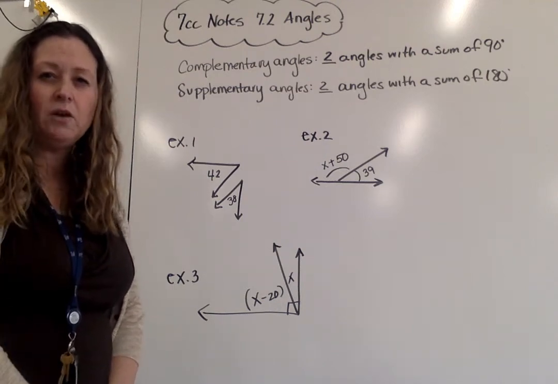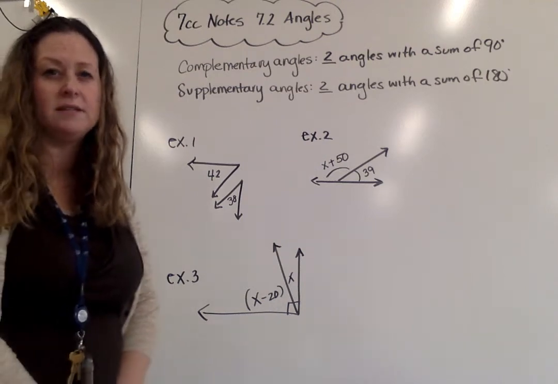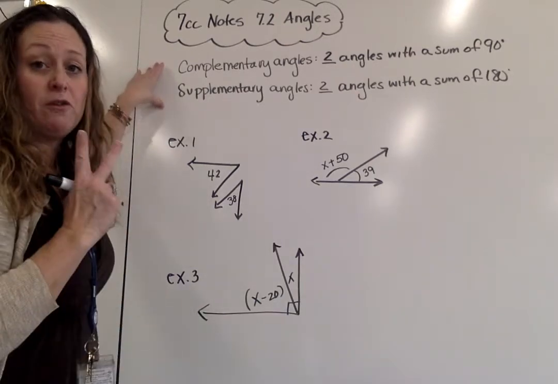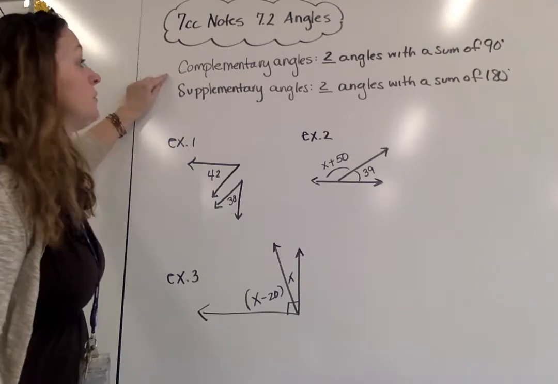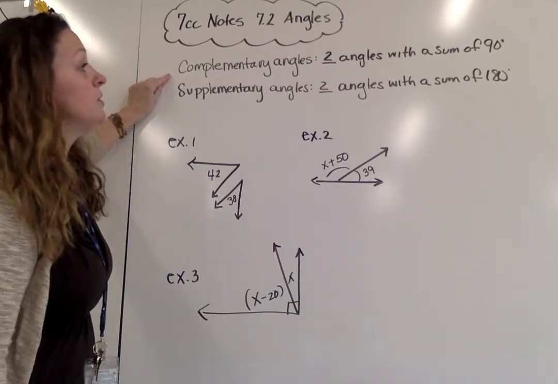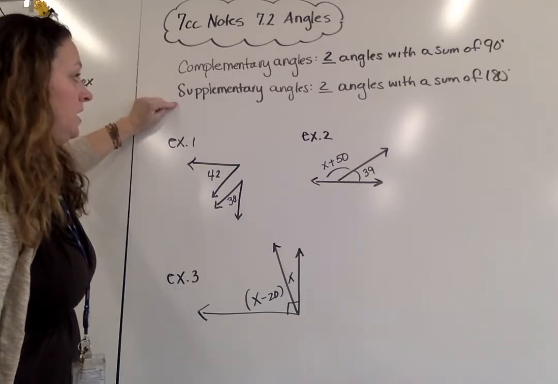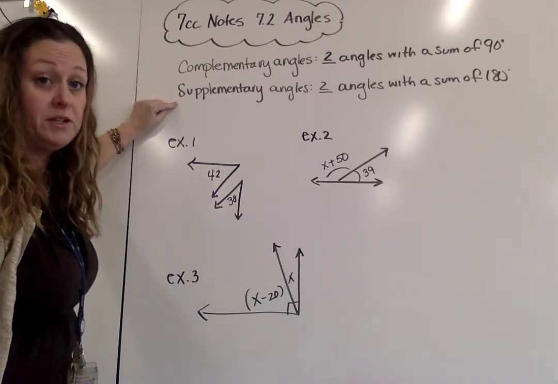Hi everybody, we're going to take notes from the 7th grade Common Core on lesson 7.2, continuing with angles. In this lesson, you need to be familiar with two vocabulary words. The first one is complementary angles, and those are two angles that have a sum of 90 degrees. Supplementary angles are two angles that have a sum of 180 degrees.